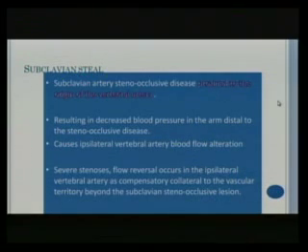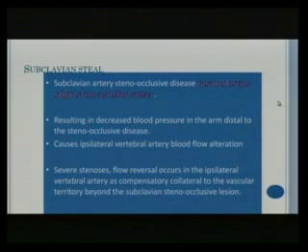So subclavian steal is a steno-occlusive disease proximal to the origin of the vertebral artery. So there is stenosis of the subclavian proximal to the takeoff of the vertebral artery, resulting in decreased blood pressure in the arm distal to the steno-occlusive disease. It causes ipsilateral vertebral artery flow alteration; with severe stenosis, flow reversal occurs in the ipsilateral vertebral artery as a compensatory collateral to the vascular territory beyond the subclavian stenotic lesion.